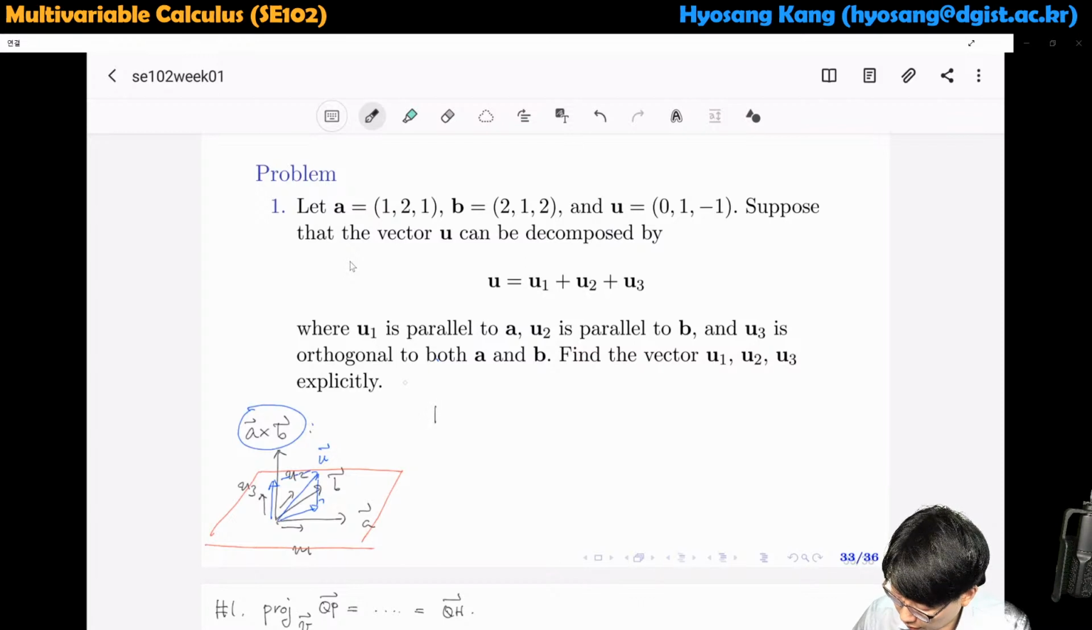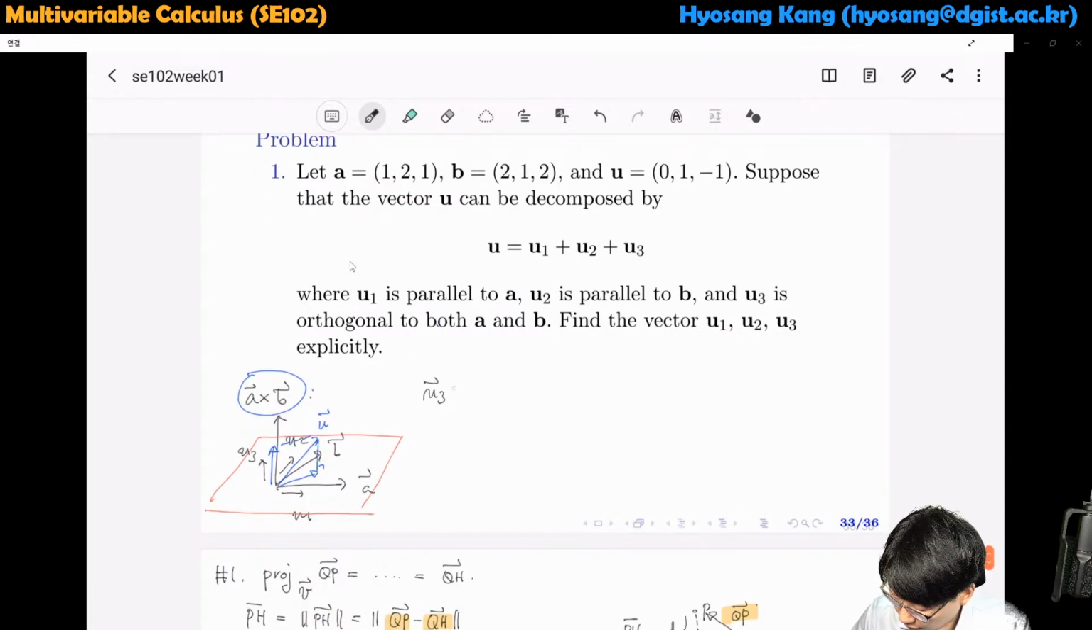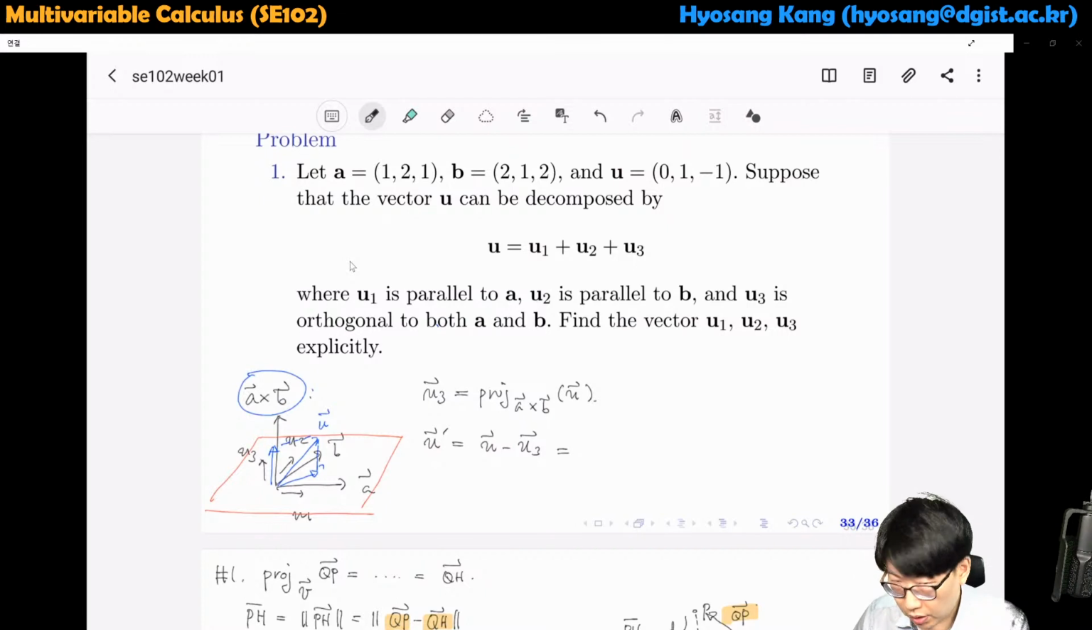So u3 vector is the projection of u onto a cross b, and then what we are left with is u prime, which is u minus u3, right? And we automatically know that u prime is inside of the plane containing a and b, so we can set this equation that u prime is a linear combination of a and b. So we find s and t.